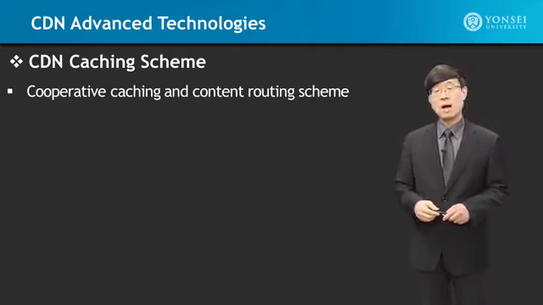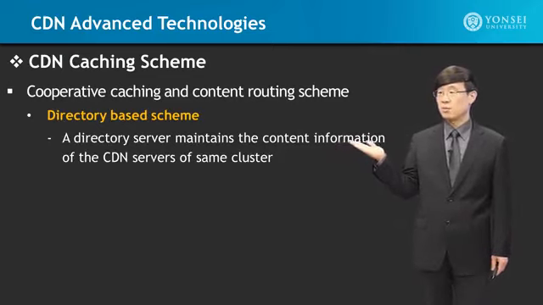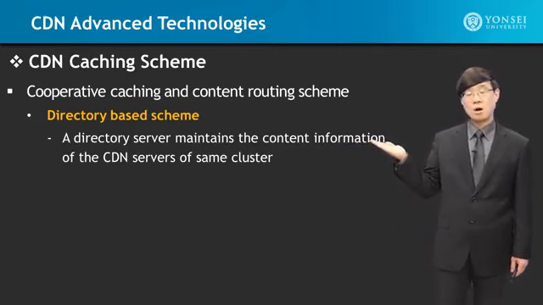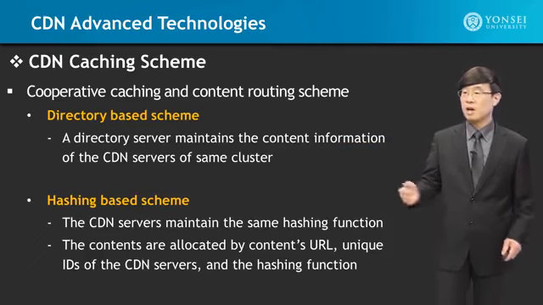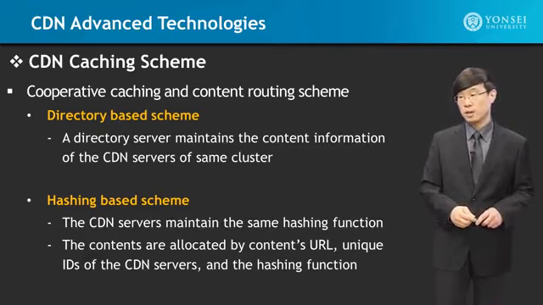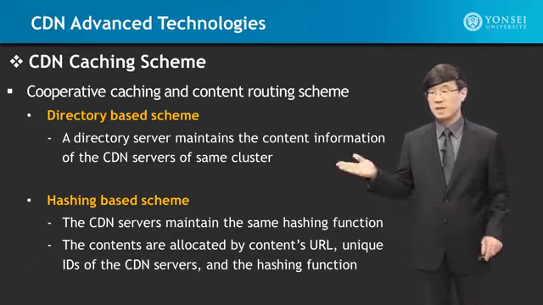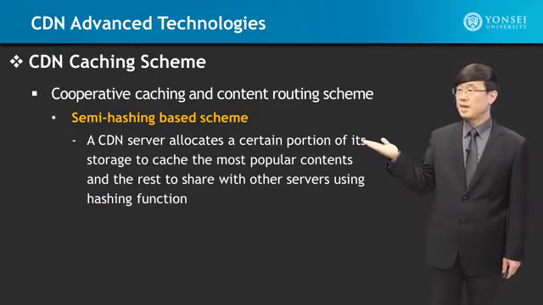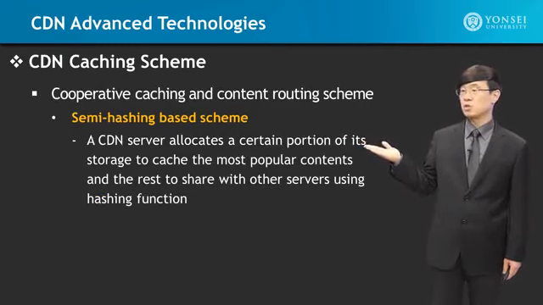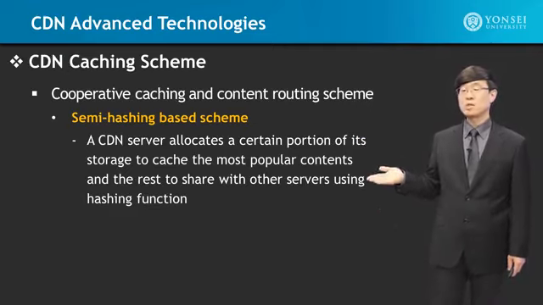Cooperative caching and content routing scheme. Directory-based scheme. A directory server maintains the content information of the CDN servers of the same cluster. Then there's hashing-based schemes. The CDN server maintains the same hashing function. The contents are allocated by contents URL. Unique IDs of the CDN servers and the hashing functions are all considered in this mechanism. Semi-hashing-based scheme. A CDN server allocates a certain portion of its storage to cache the most popular contents, and the rest is used to share with other servers using hashing functions.